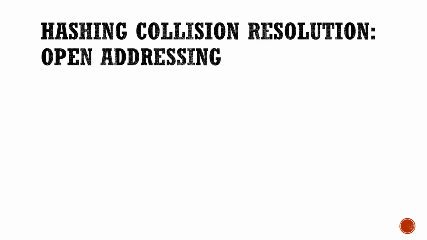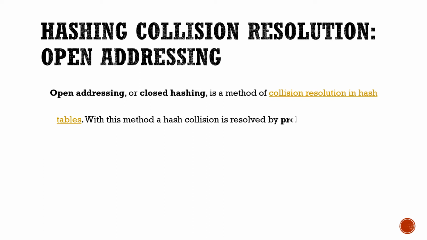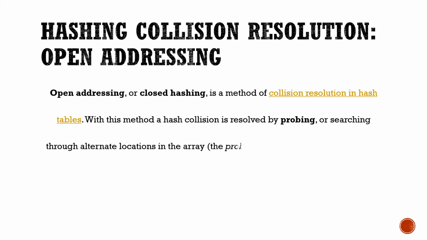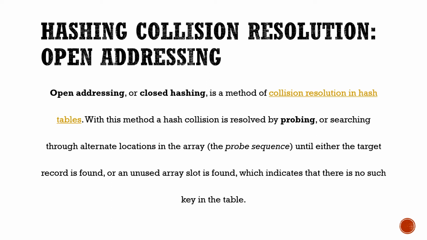Open addressing, or closed hashing, is a method of collision resolution in hash tables. With this method, a hash collision is resolved by probing, or searching through alternate locations in the array, the probe sequence, until either the target record is found or an unused array slot is found, which indicates that there is no such key in the table.